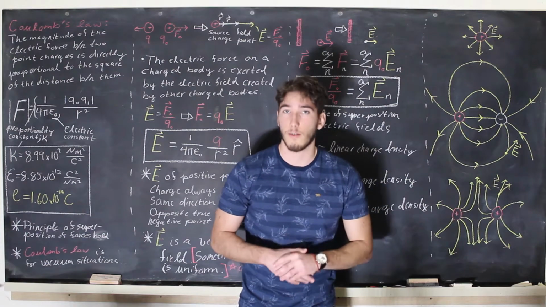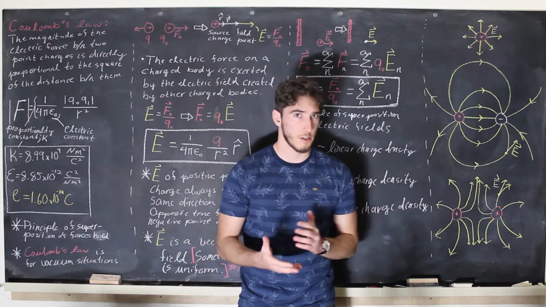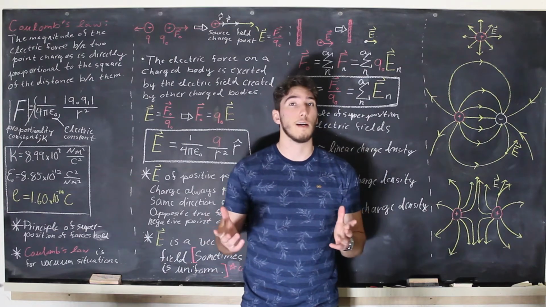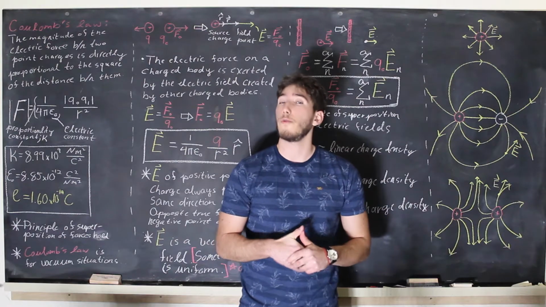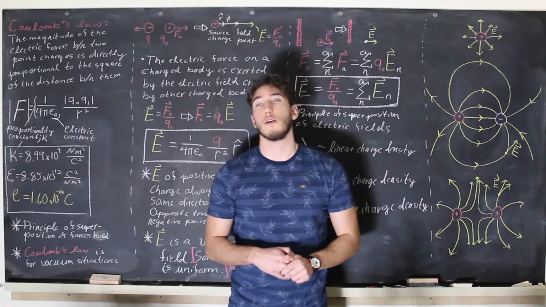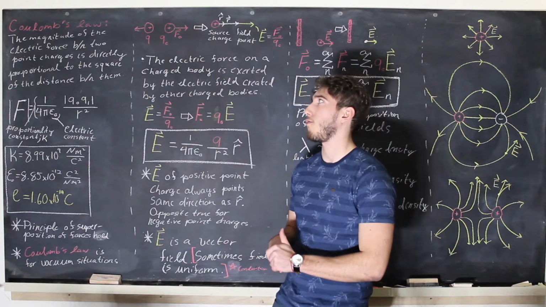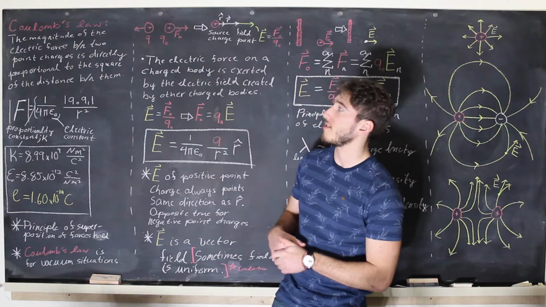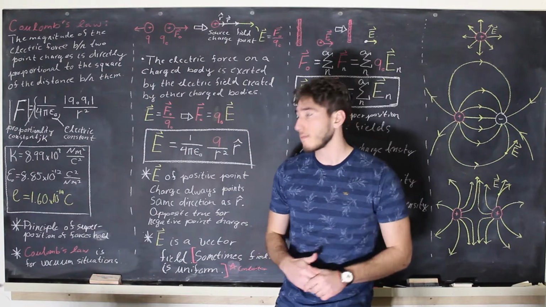In any case, we're talking about electric fields and Coulomb's law and electric charge in general. Last time we left off talking about Charles Augustin de Coulomb, who realized that electric force is proportional to 1 over r squared. In other words, Coulomb's law is that the magnitude of the electric force between 2 point charges is directly proportional to the square of the distance between them.